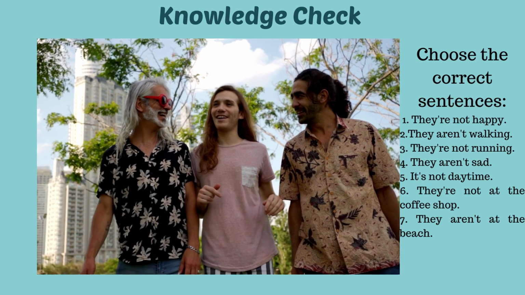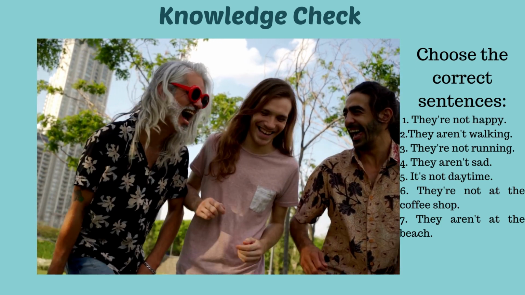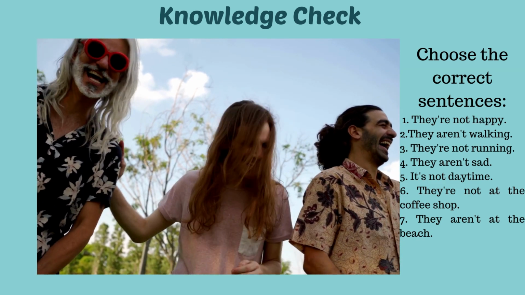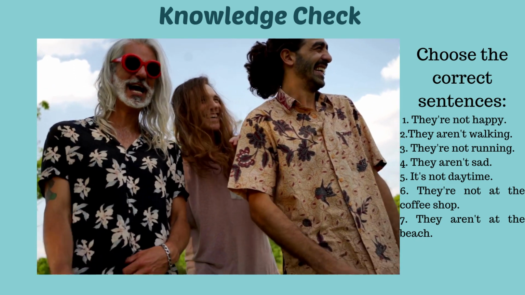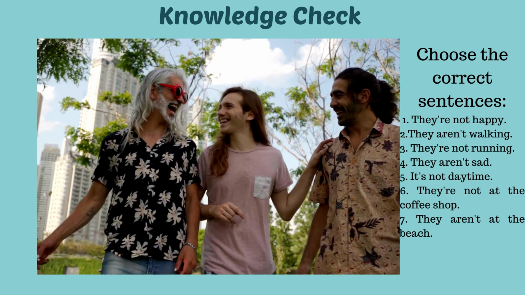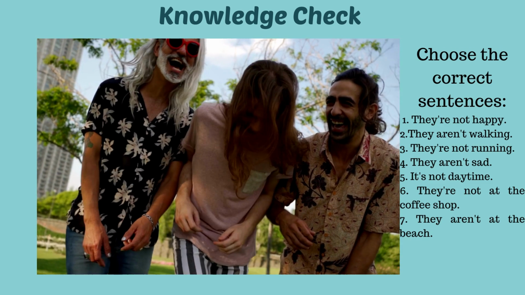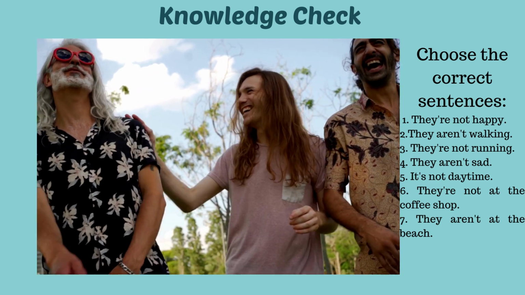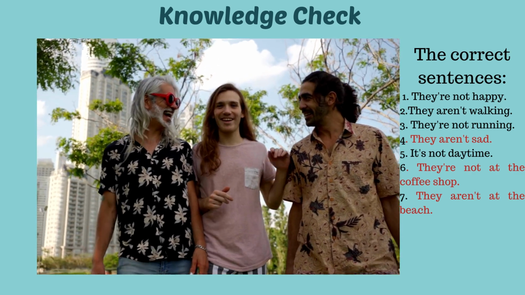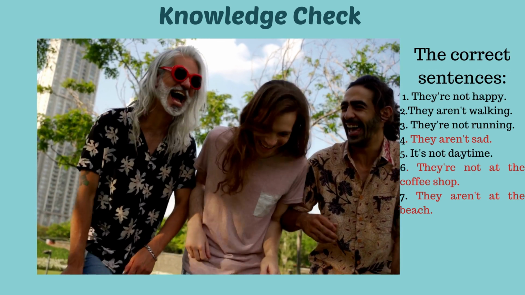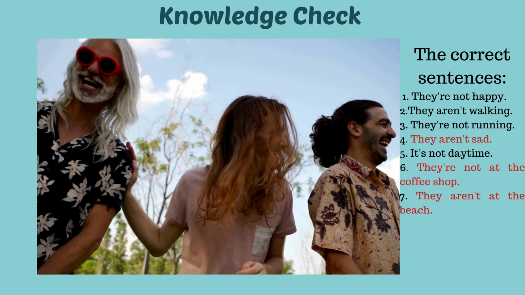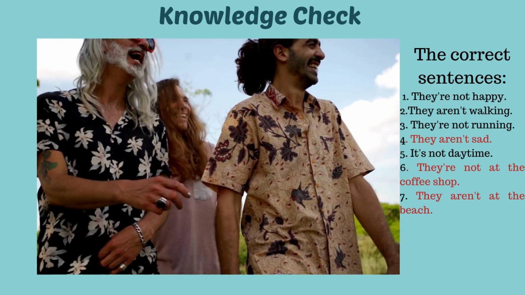Knowledge check. Choose the correct sentences. They are, they're happy. They aren't walking. They're not running. They aren't sad. It's not daytime. They're not at the coffee shop. They aren't at the beach. The correct sentences are: they aren't sad. They're not at the coffee shop. They aren't at the beach.